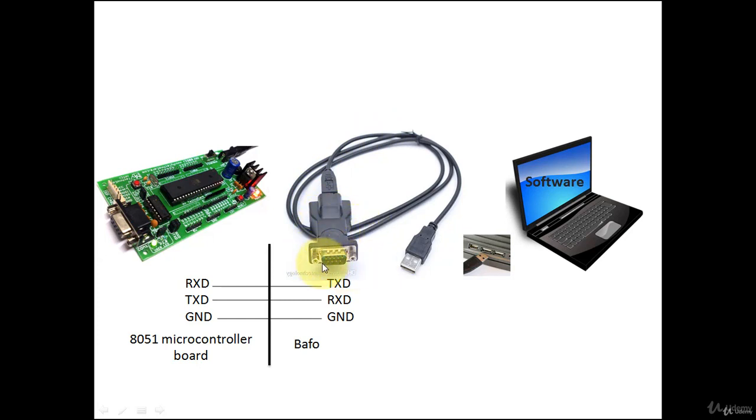Out of the 9 pins of this serial port, we only have to use 3 pins: RXD, TXD and the ground pin. The TXD pin of the BAFO you have to connect to the RXD pin of the microcontroller board. The RXD pin of the BAFO you have to connect to the TXD pin of the microcontroller board, and ground you have to connect to ground.